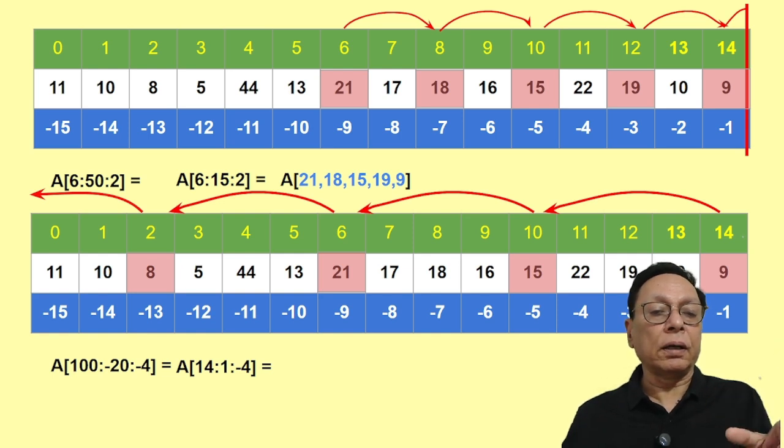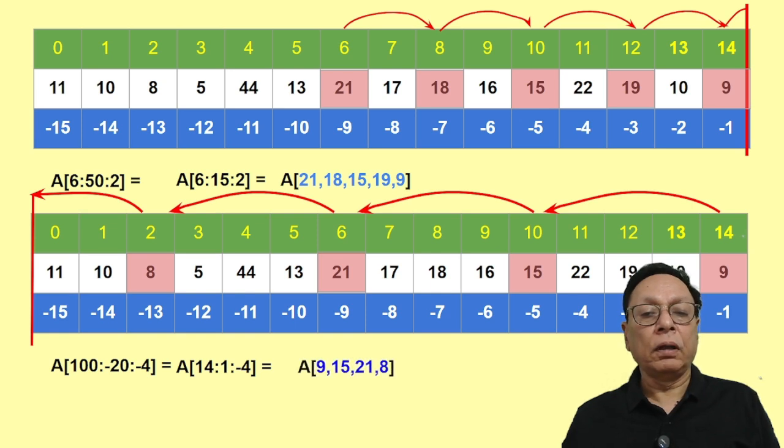So it is stopped at 2, and when you move towards left, there is no destination, and that is why the value or the index is stopped at index 2. Processing is stopped at index 2, right to left. So values will be 9, 15, 21, and 8. So this is the slice.